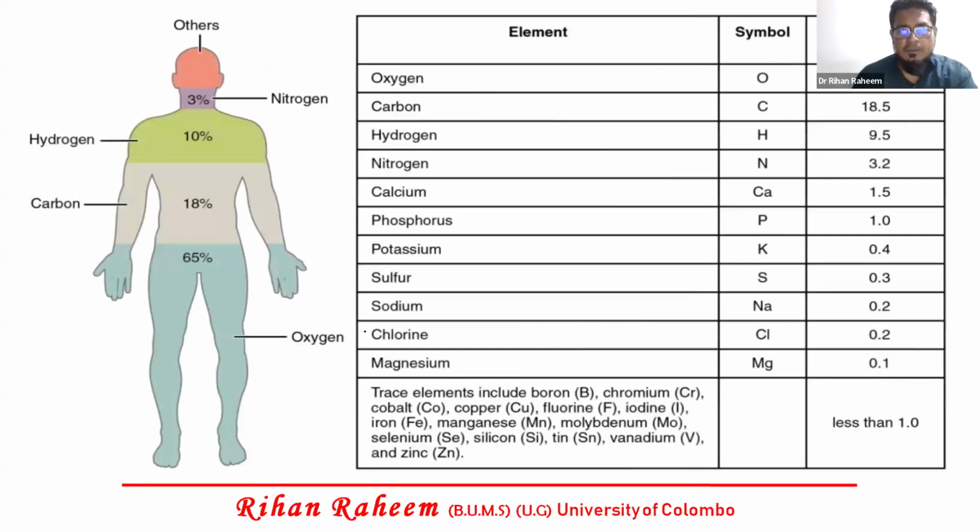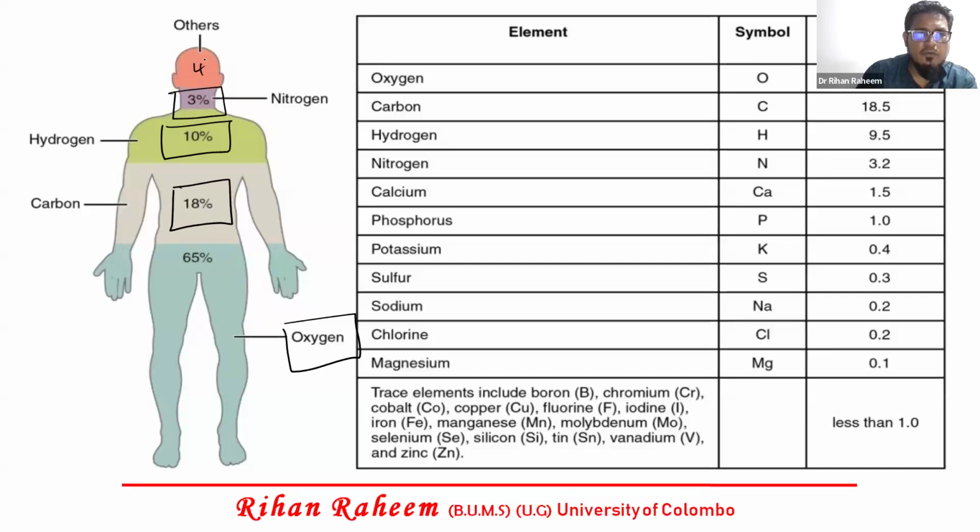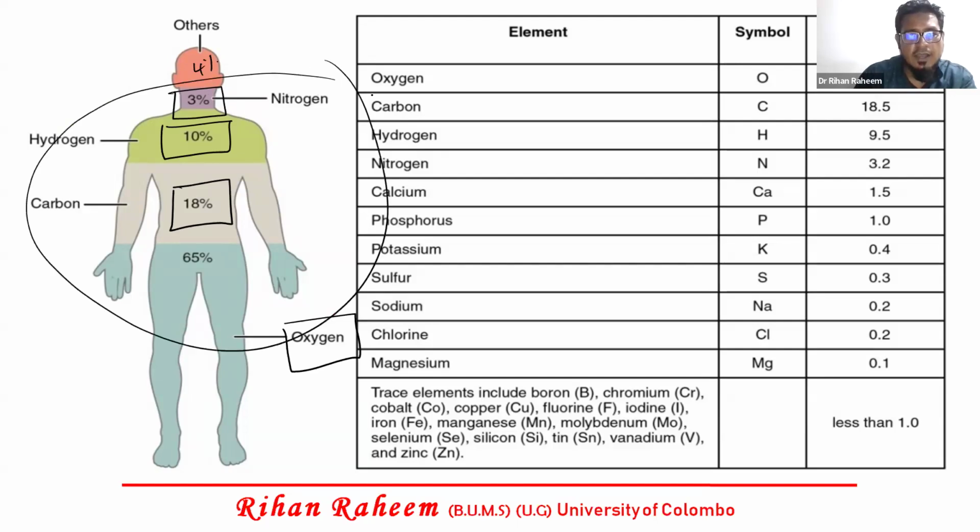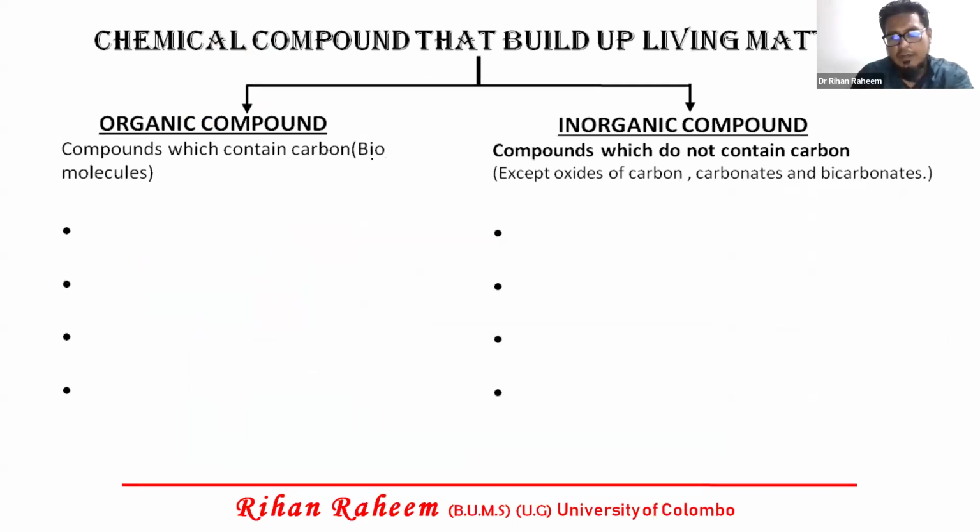If you look at the percentages of the elements, oxygen is the highest, 65%. Carbon is 18%. Hydrogen is 10%. Nitrogen is 3%. The remaining other elements are about 4 to 5%. So you can see these four are the highest. Even this picture is there in the TUTE. Next to that picture, you can write something like this.